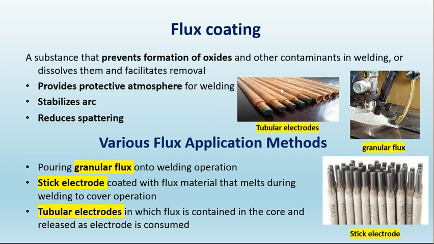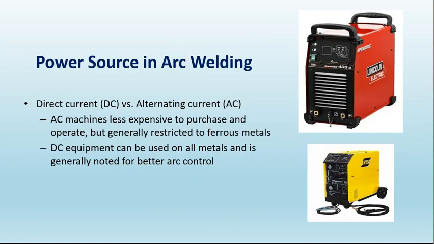So this is an example of the tubular electrode, and some of these processes use granular flux, for example in SAW. By having this granular flux, it will cover the process under it. And they have the stick electrode. This one is the common stick electrode. For the power source, they have DC and AC. The AC machine is less expensive to purchase, but it is only for ferrous metal, while the DC machine can be used for all metals and has better arc control. It is expensive compared to the AC machine.